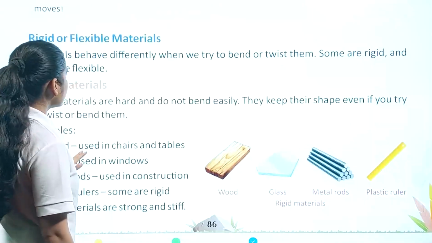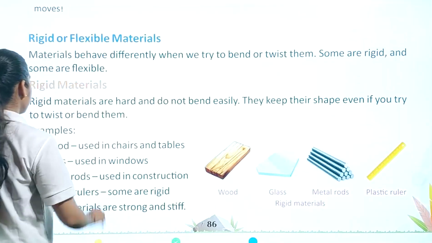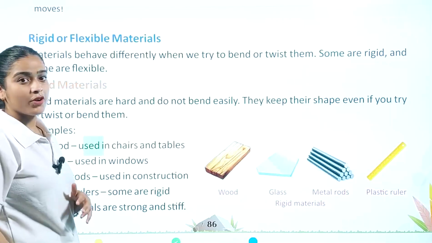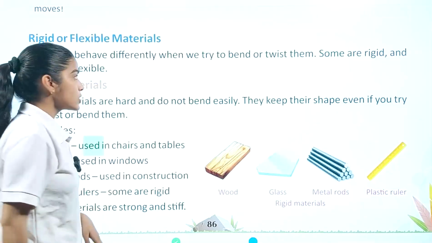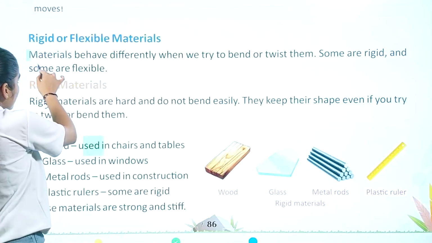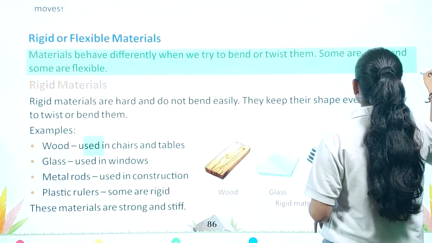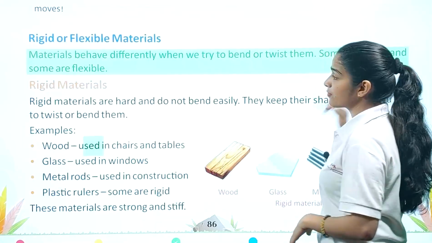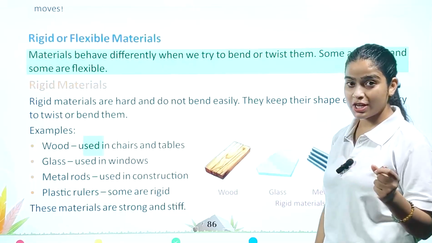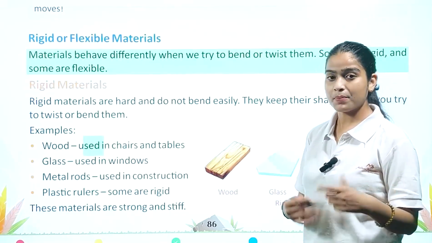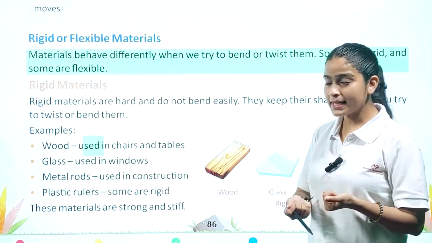Now, rigid or flexible materials. What do we have to learn now? Rigid and flexible. As we say, you are very flexible in nature, right? You can adjust everywhere. So materials behave differently when we try to bend or twist. Some are rigid and some are flexible. Rigid means it cannot change its shape by pressing or bending, and flexible means it can bend easily.